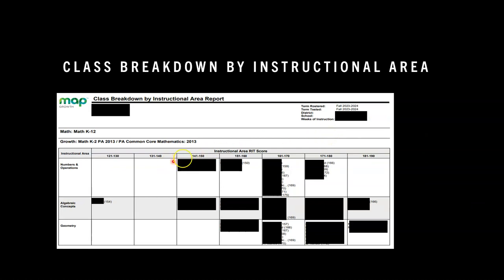Same report, same 10-point RIT bands, but instead of just listing math or reading, it's going to give you each of those instructional areas for whatever test you're looking at. This happens to be math.